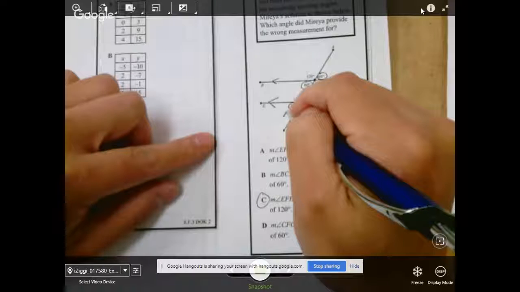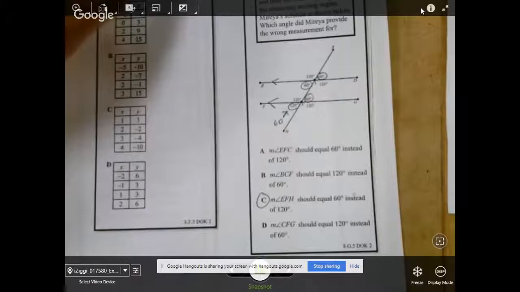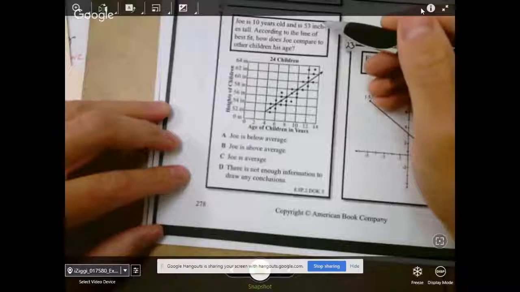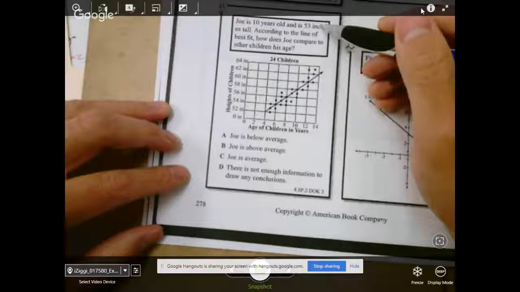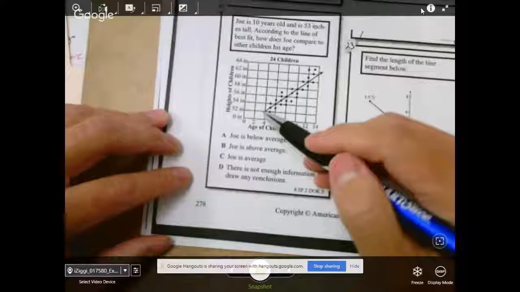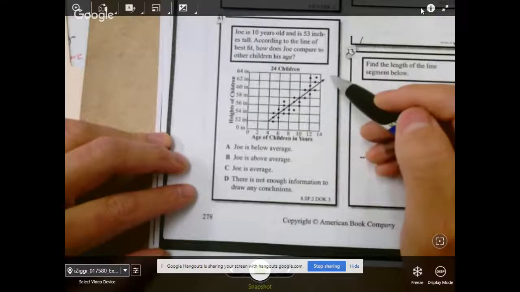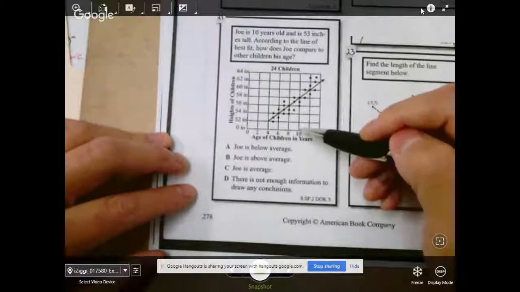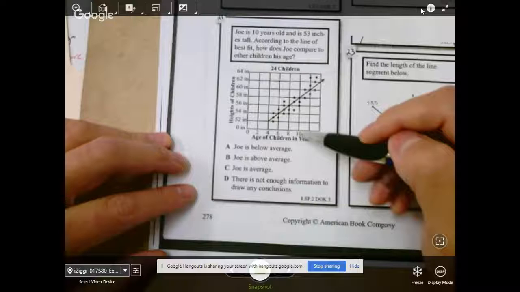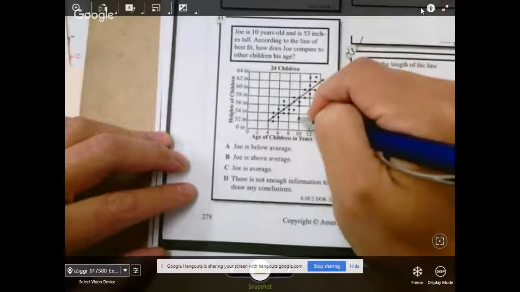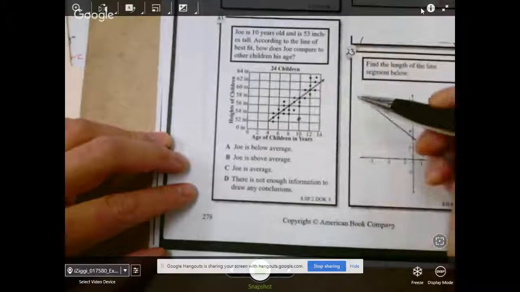20 we did in class. 21, Joe is 10 years old and is 53 inches tall. According to the line of best fit, how does Joe compare to other children of his age? This line is the line of best fit, the average of all of those points. At 10 years old, he's 53 inches tall, right there. So he is below the line. Since he's below that line, he is below average.